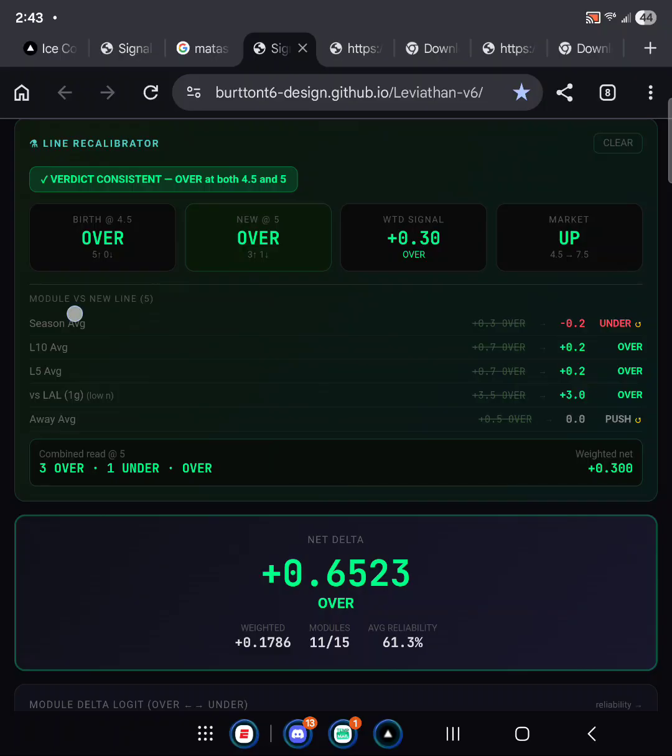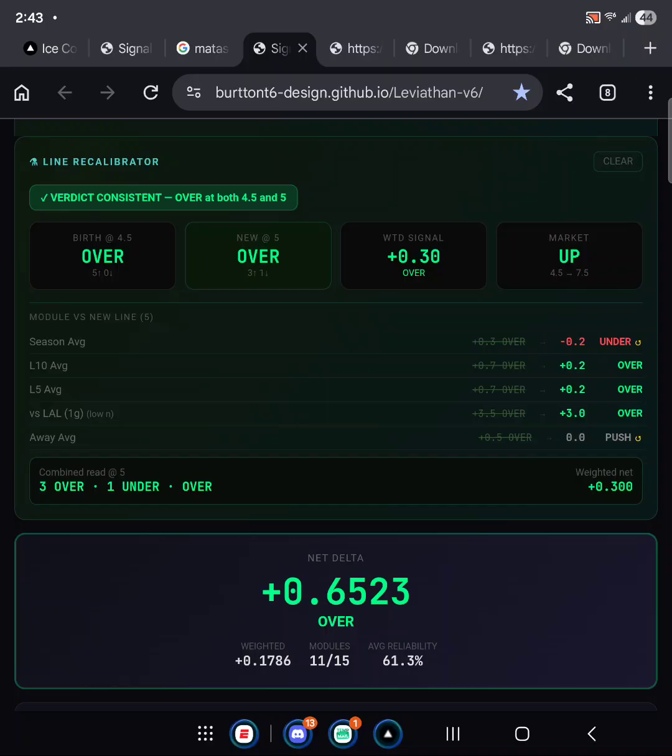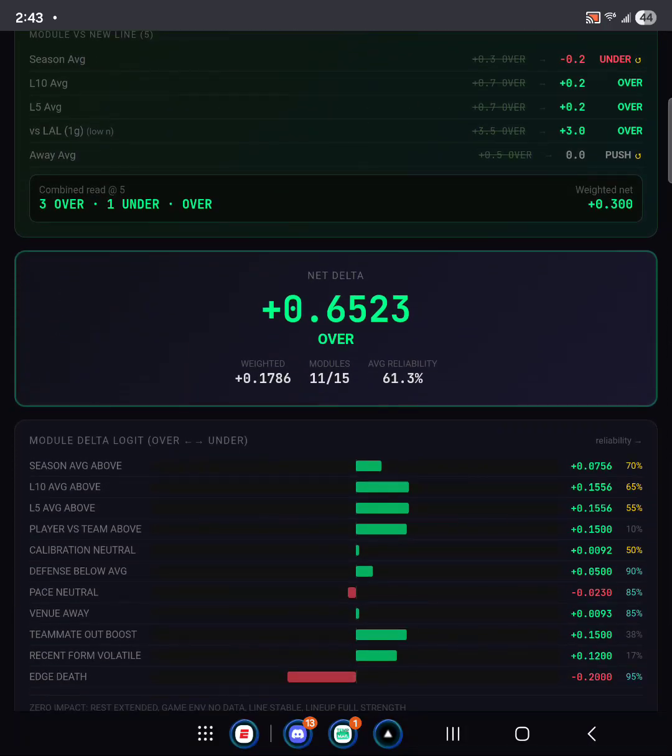His away, this just means how much he usually averages on the road, and that's just normal. So all this, you have is delta going over everything. You come down here, see the player versus team is above. You see that the calibration neutral, that just means that, hey, if it's green, that means we're supporting the over more. We're factoring in things that need to be factored in, so we're pushing it over. If this was net delta and it was negative, negative calibration, it would be, hey, we're pushing the over under a little bit.